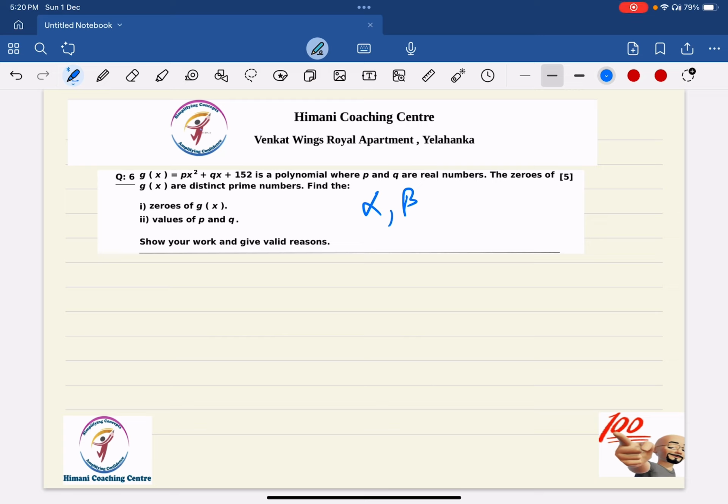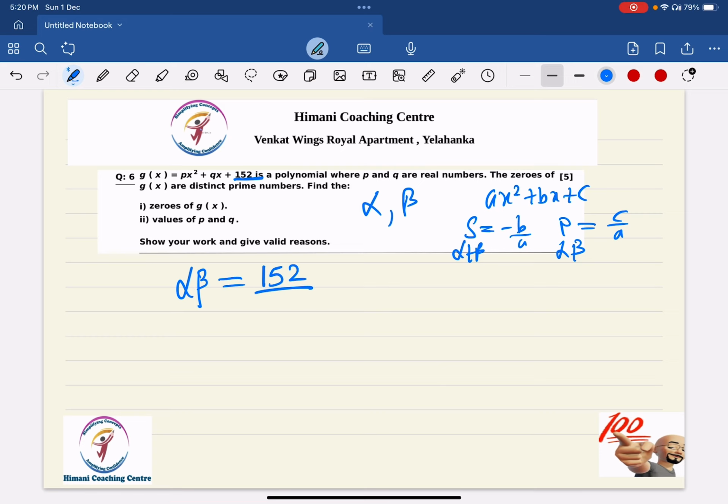So if this is the case, we are given this. See, whenever a polynomial is given, ax² + bx + c, we say the sum of roots is equal to -b/a and the product of roots is given as c/a. Sum of roots means alpha plus beta, product of roots means alpha beta. In this equation, the product of roots, that means alpha times beta, would be c, which in this case is 152, divided by a, which is p.